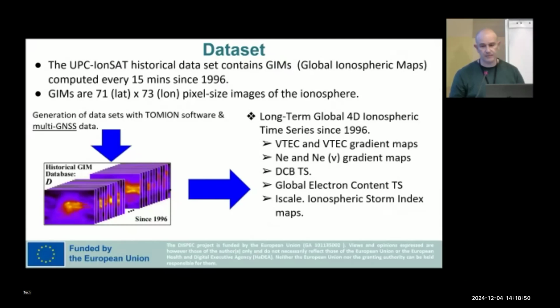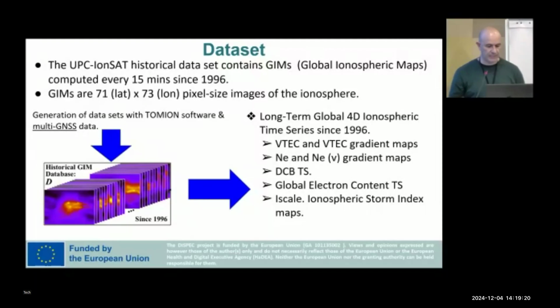Out of that electron density, you can build up several products, which are listed in here. The VTEC is maybe the best known because it's what the global ionospheric maps represent, but you can also obtain VTEC gradient maps. The electron density is actually the output. And because it's a 2 layers tomographic model, you can build up vertical VTEC gradient maps, DCV time series as well, and global electron content time series, but I'm not going to talk about this in this presentation.